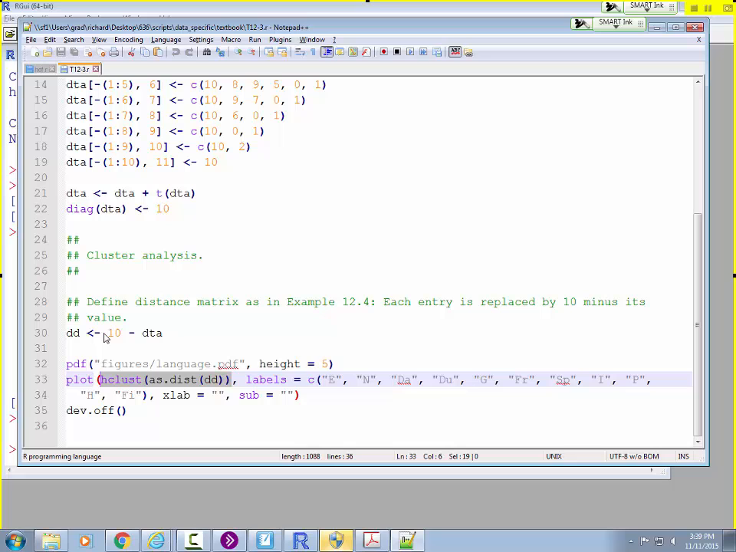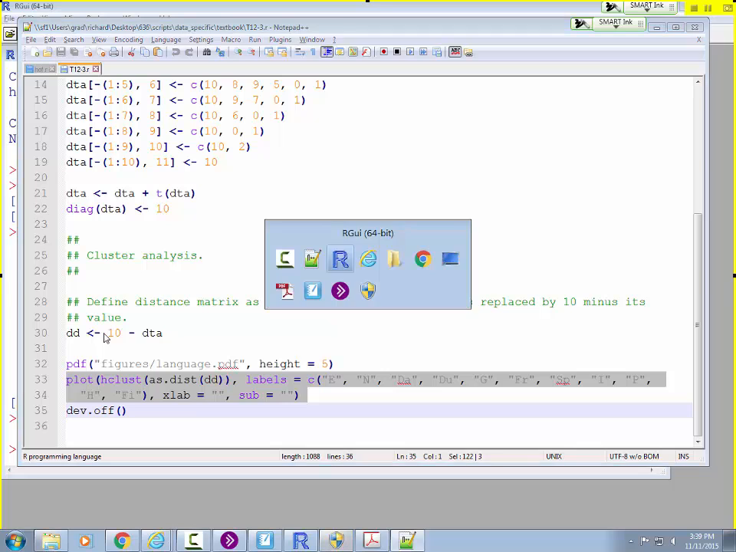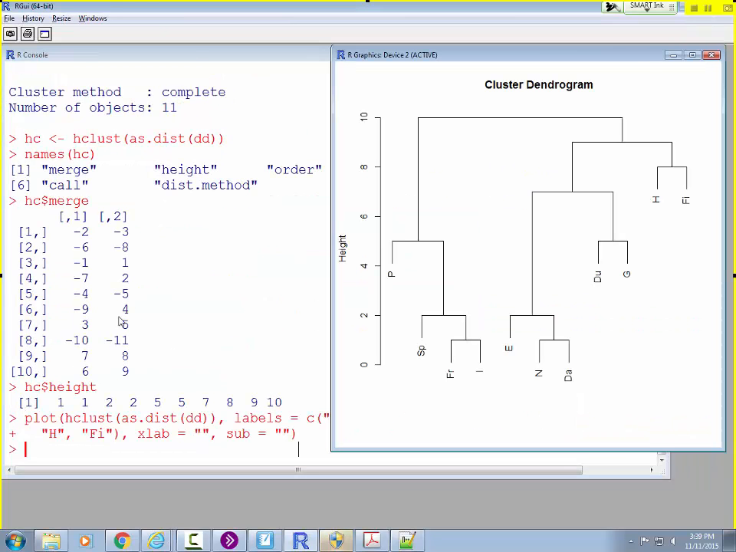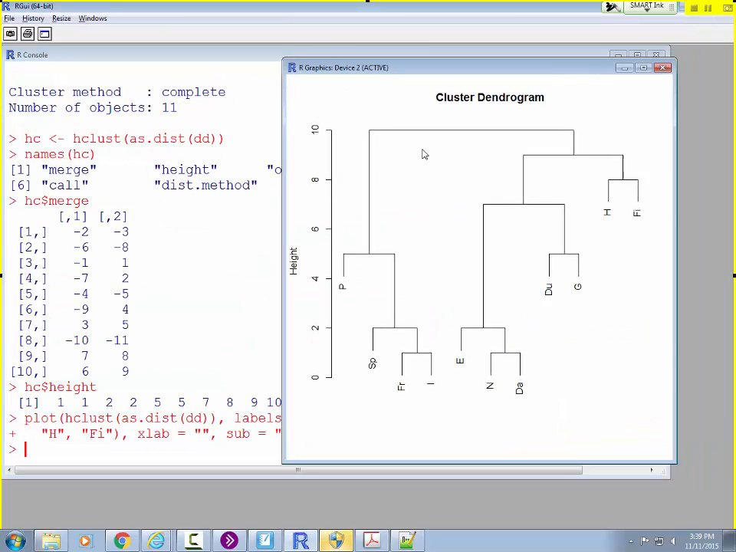But really the main thing you want to see after you do clustering is the picture. And I can say plot on the output of hclust. There's a method for plot that applies to hclust type objects. And it looks like this.